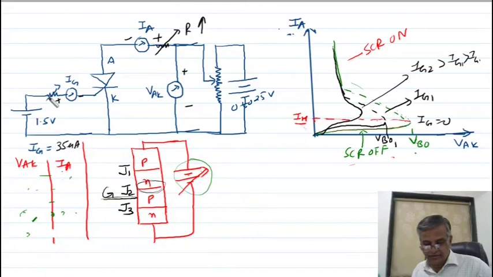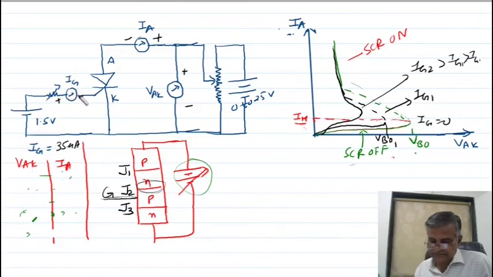So remember, when SCR is fired, it will go from off to on state, and the gate loses control. Now let us see why the gate loses control. What is the reason for this? I am discussing that.